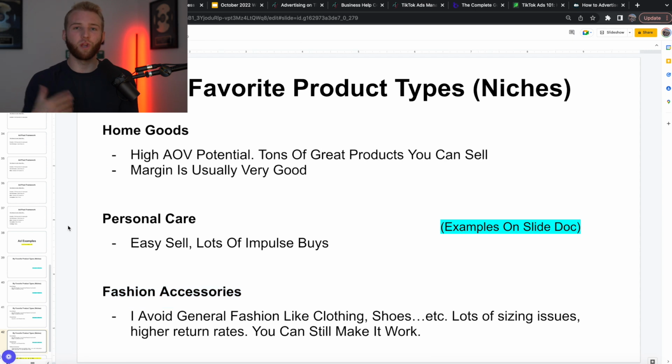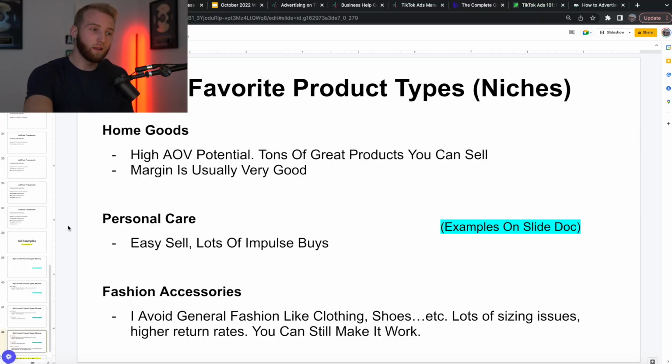But anything like that would go with it, maybe a purse or a bag or backpack, anything that just won't have as many issues with return, because that'll create operational drag. And if you're trying to drop ship, it's going to be a little annoying. If you have a bunch of inventory, not as much of a problem.